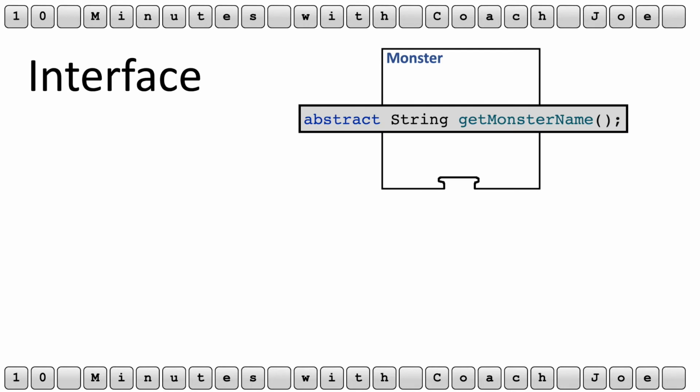Inside the code block can be 0 to many abstract methods. The keyword abstract is not needed. There should be a return data type like String, a method name like getMonsterName, and optional parameters for the method. You should also notice there is no access modifier like public. The return type can be void or any valid data type. And there are no curly braces or code block, only the method signature.